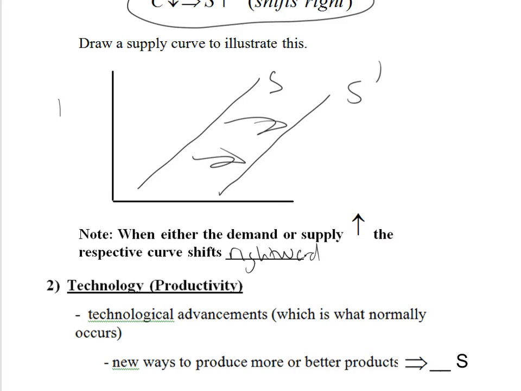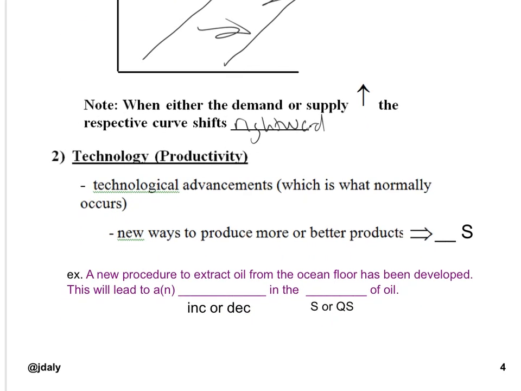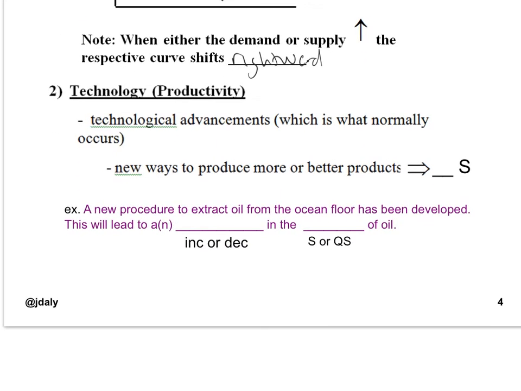Technology is another one. If technology improves, you think that's good for businesses. Technology can make more products at a lower cost, so their costs go down. Anything where costs go down, supply increases. So if there's a new procedure to extract oil from the ocean floor, think what happens to efficiency. Businesses are more efficient, they're happy, therefore they increase the supply. And once again, it's supply, not quantity supplied, because I did not speak about the price of oil changing.